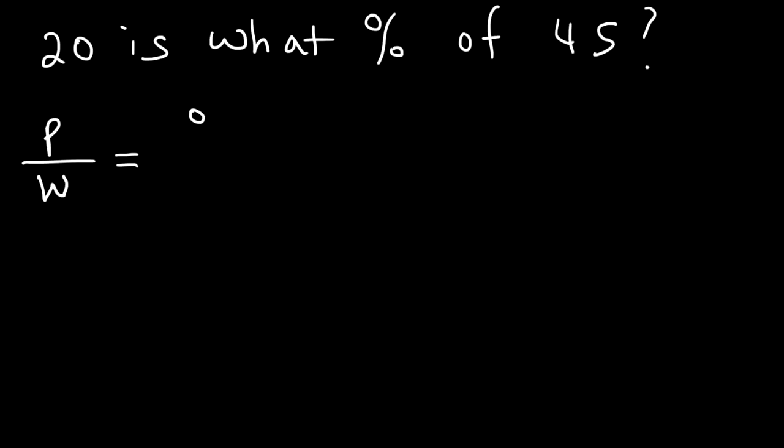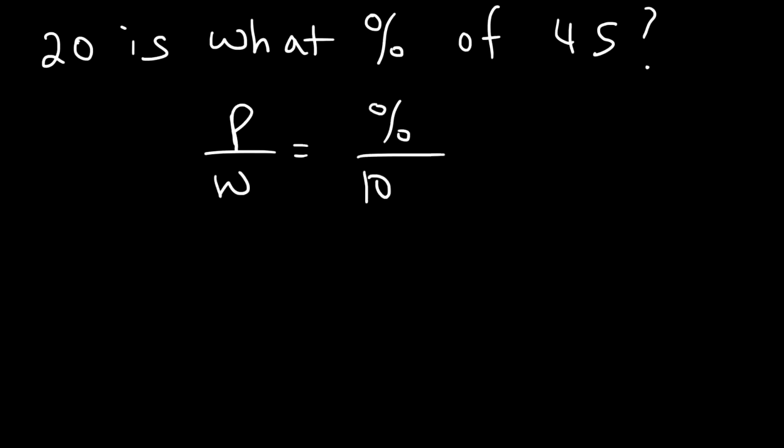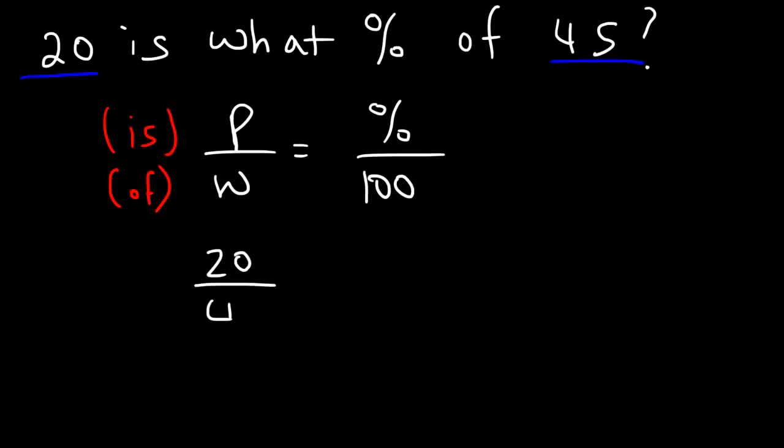I probably should have moved this equation in the middle. Now there's something I want to add to this equation, so this will help you in the future. The part is the number that's associated with the word is, and the whole is the number that is associated with the word of. I think that's going to help a lot. So you need to recognize that 20 is the part, 45 is the whole, and we're looking for the percentage. So P is 20, W is 45. The percent, since that's what we're looking for, let's call it X over 100.